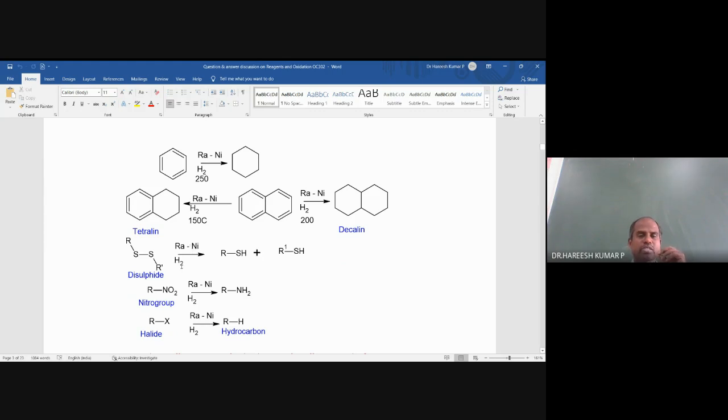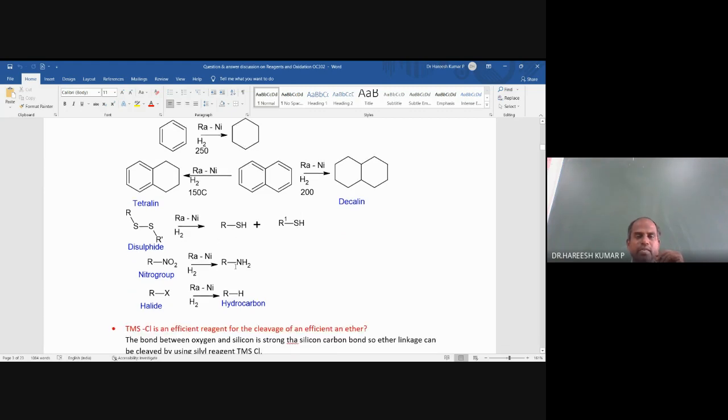So hydrogen will be added here and there, and two molecules of mercaptan are obtained. This is one mercaptan, this is another mercaptan. That means disulfide links can be cleaved. And nitro groups can be converted into NH2 group by hydrogenation in presence of nickel catalyst. Replacement of halide with hydrogen is possible in presence of Raney nickel, giving rise to hydrocarbon.